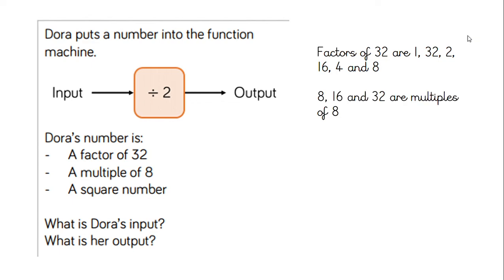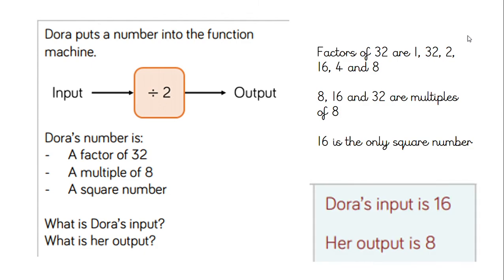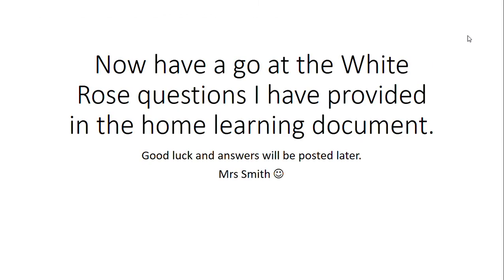Okay, so all the multiples of 8 we have there are 8, 16 and 32. Still, there's 3 options, so that doesn't really help. We need to narrow it down even further. So we know it's a square number. Of the numbers 8, 16 and 32, 16 is the only square number. Okay, so the input number must be 16, therefore the output number is 8. Well done if you got that one right.